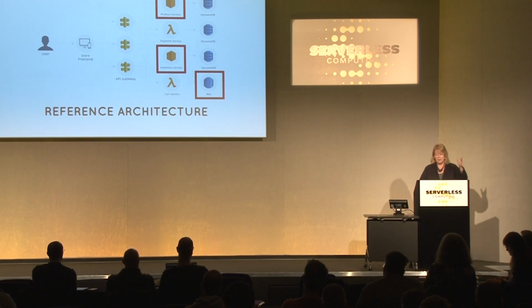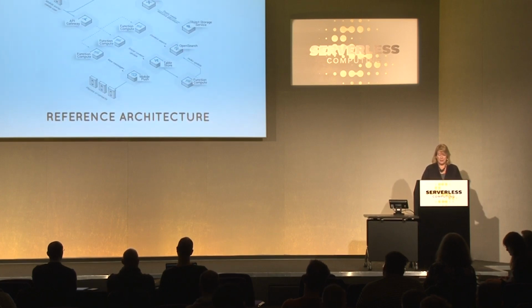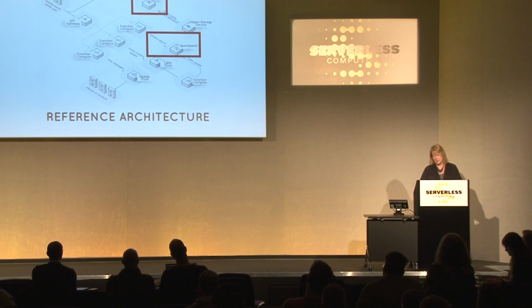So you may have not caught these details, but I'll bet for sure you didn't catch these details. This is a CDN and this is OpenSearch. And it's really difficult visually to parse that this is function compute, which is Alibaba's Lambda. This is Table Store, which is their DynamoDB.